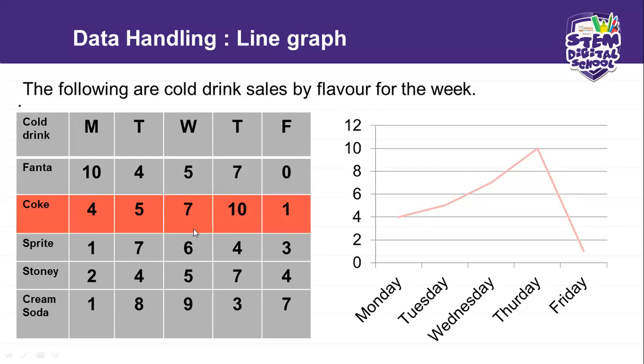For Wednesday, 7, it kept on increasing. For Thursday, it kept on increasing. And we can see that Thursday was the highest sales that we had, and that is confirmed by our table there. And we see that we have a sharp drop on Friday. So it means that our sales for Coke went down on Friday. And that is confirmed by our table.